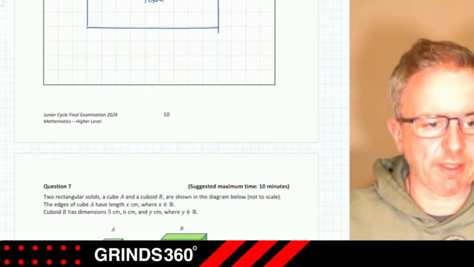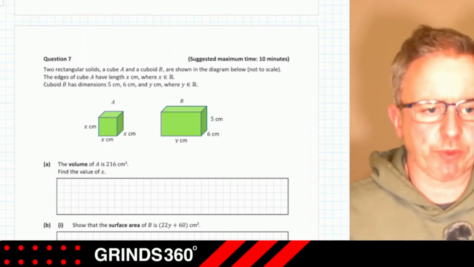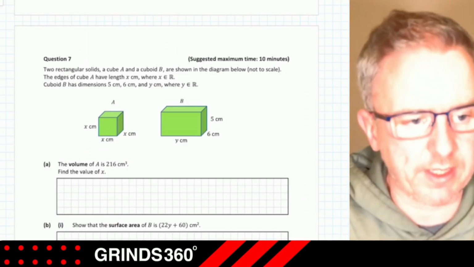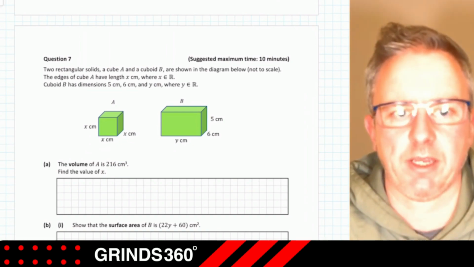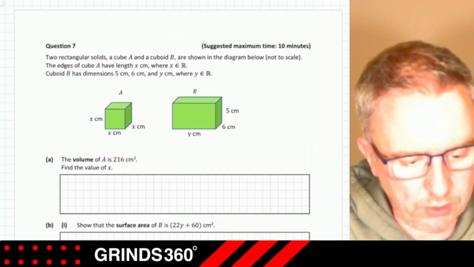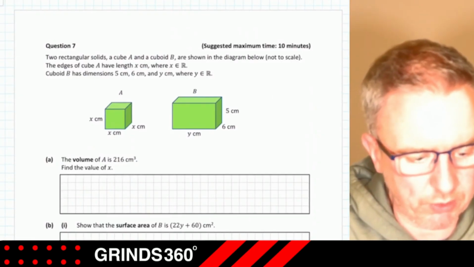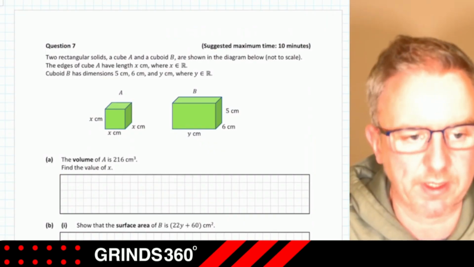Okay, question 7 then. In this one, they're examining algebra, but they're bringing in another little piece on it. It's using our geometry again, making sure that we know what's actually happening. So 2 rectangular solids, a cube and a cuboid, are shown in the diagram below, and they're not to scale. They're just telling you that you can't take these measurements as true.